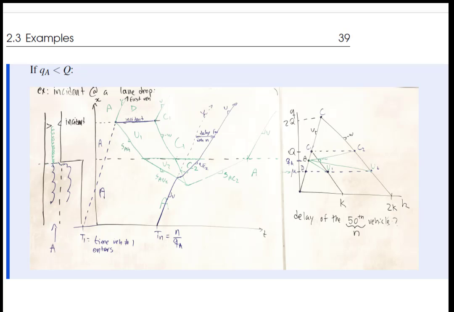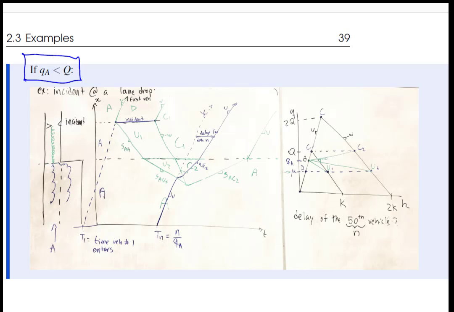Here we have the case where QA is less than Q. So in the absence of an incident, you wouldn't generate any congestion, okay? So I'm going to leave this up to you. It's a little simpler, right? So before the incident happens, everything is state A.